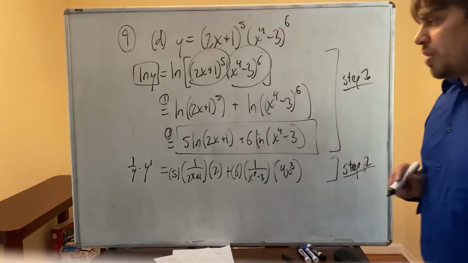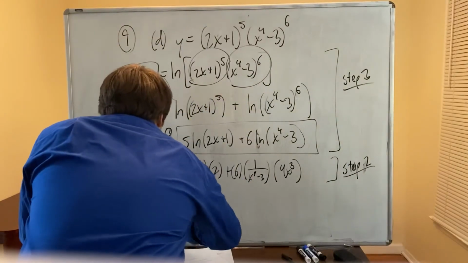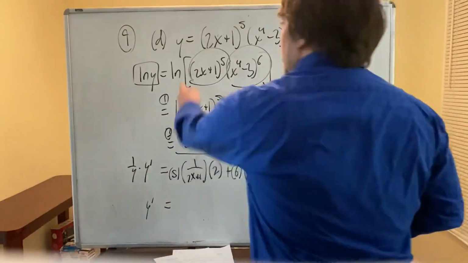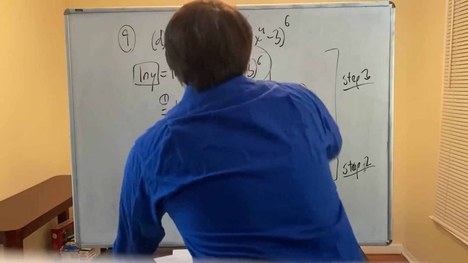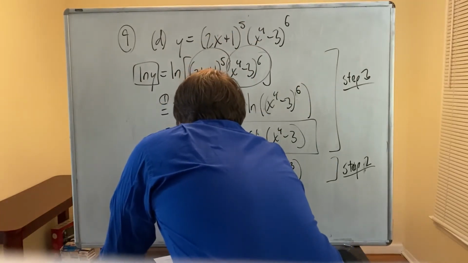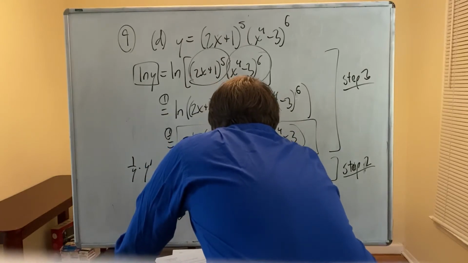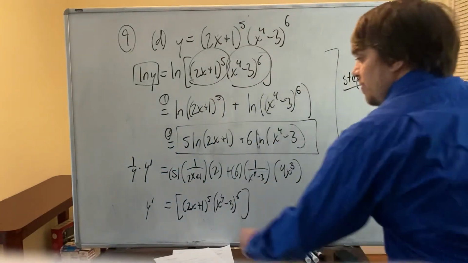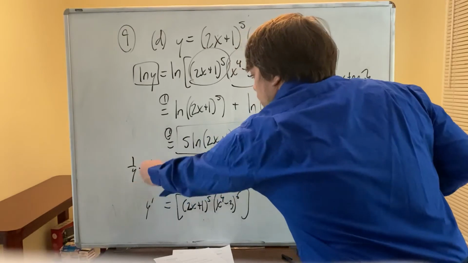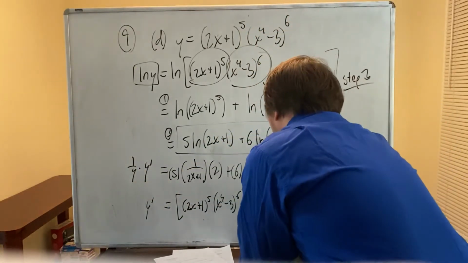And now I'm going to solve for y prime for step 3. And so to solve for y prime, you just multiply both sides by y. Y is 2x plus 1 to the 5th times x to the 4th minus 3 to the 6th power. And so the 1 over y times y cancels. You get y times that on the right side.